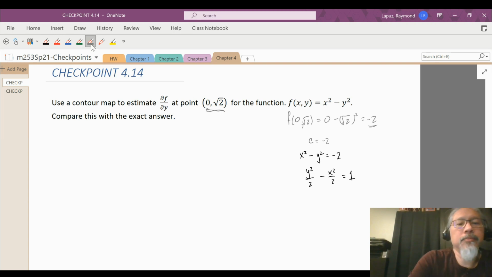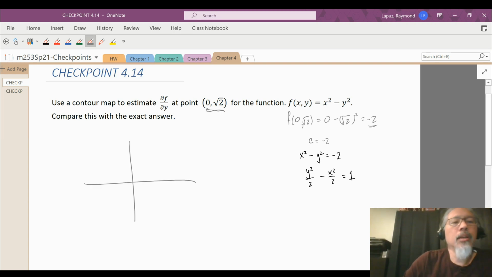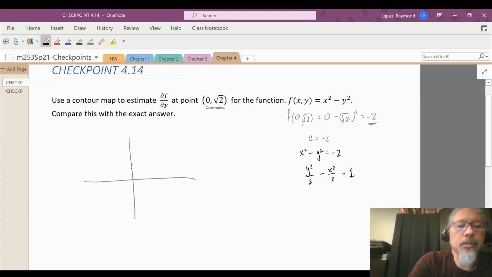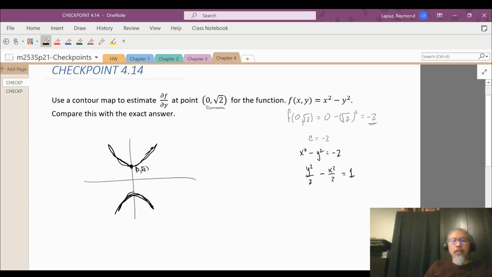So let's graph it. A hyperbola that passes through the point (0, square root of 2) and opens upward. I'm not too concerned about the shape and asymptotes, but that's generally how it's going to look. This, by the way, has a level c equals -2. That's the level of that curve.